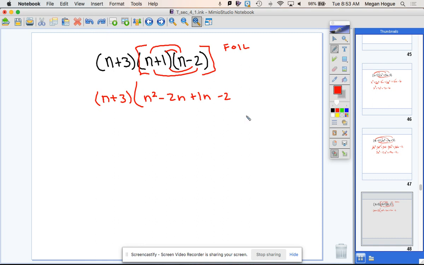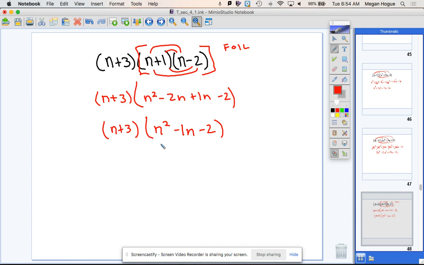Well, let's combine like terms to get n squared minus 1n minus 2. This is why I like doing those two first, because I have it set up now like those last 2 problems. I have the binomial first and then the trinomial.